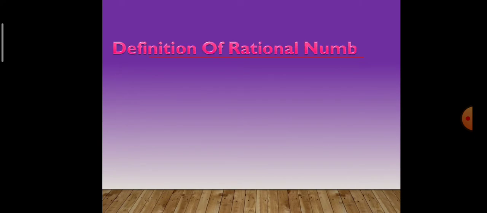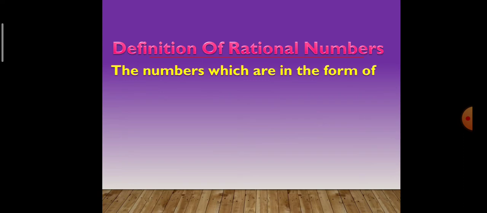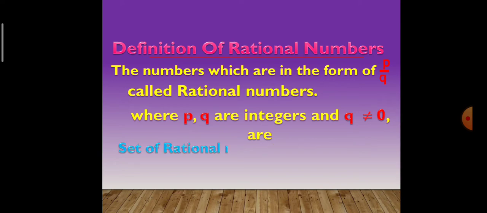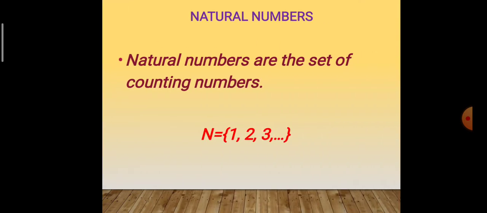So now, definition of rational number. What is a rational number? The numbers which are in the form of p by q, where p, q are integers and q not equal to 0, are called rational numbers. So now what is a rational number? The numbers which are in the form of p by q are called rational numbers. It is denoted by Q. So let us go through a few examples.